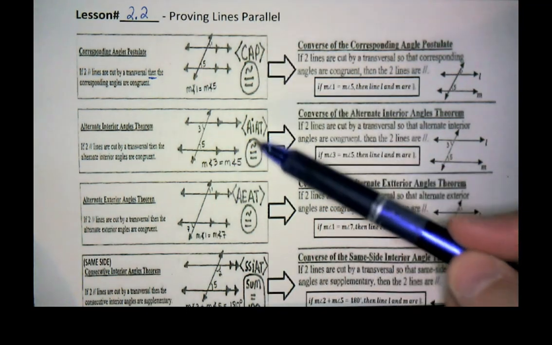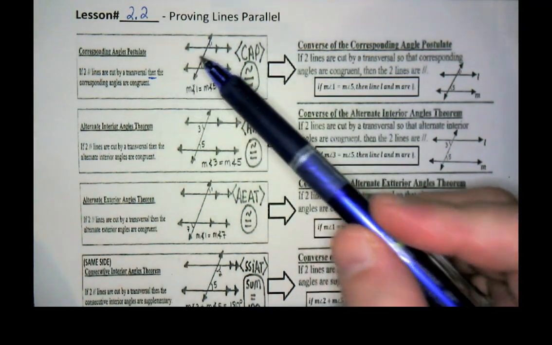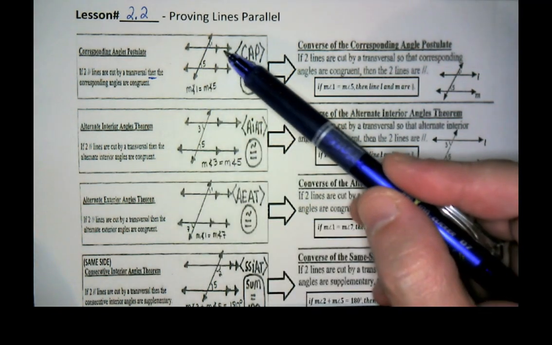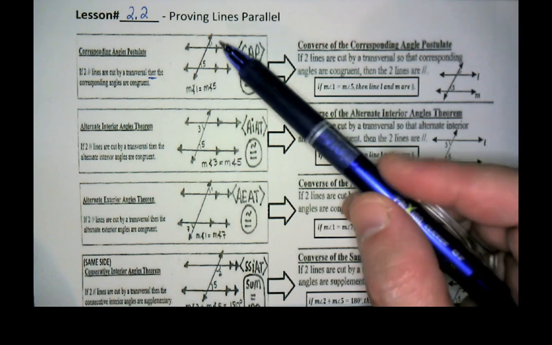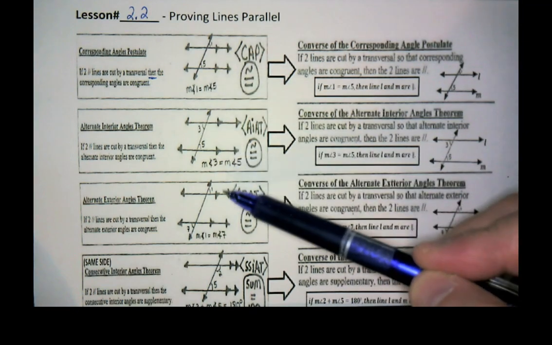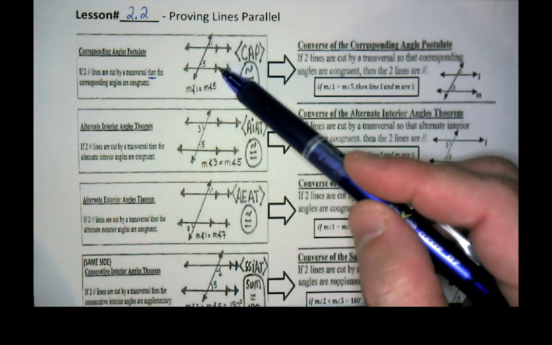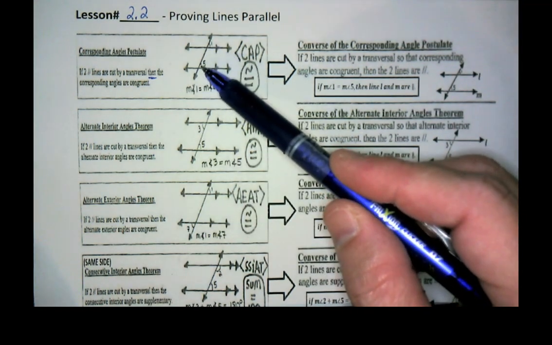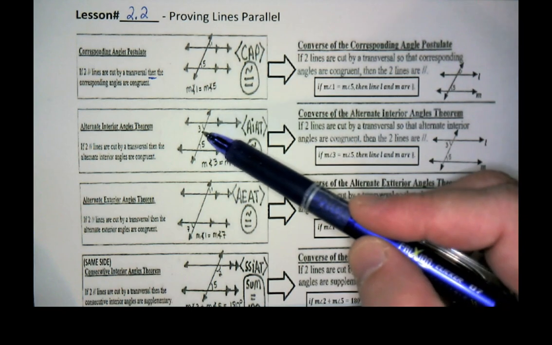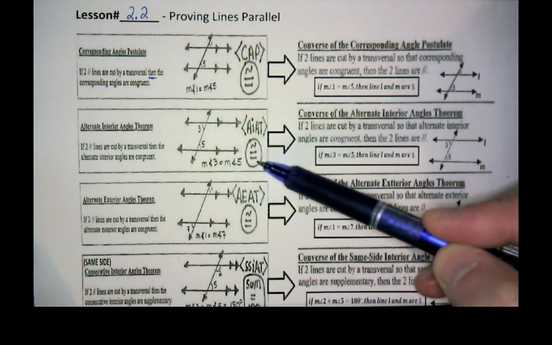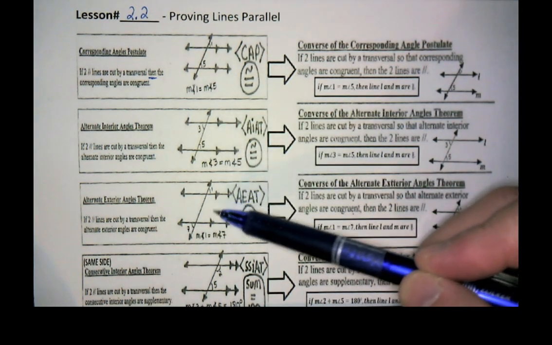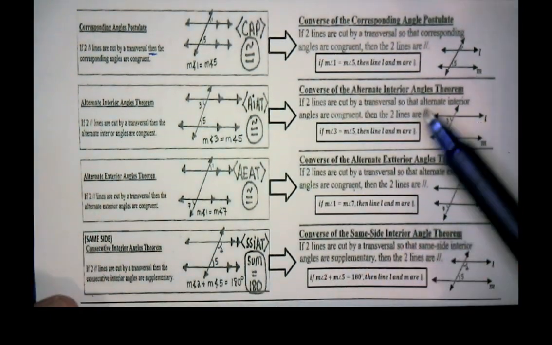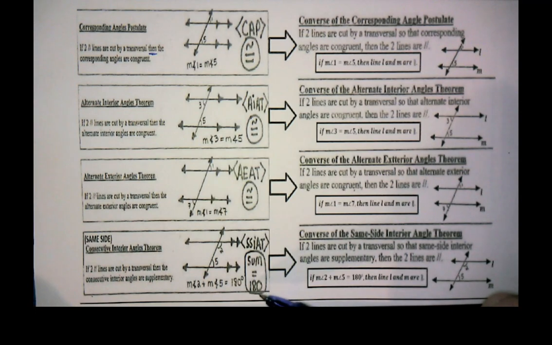If you remember the previous lesson, we talked about the different postulate and theorems that relate to parallel lines. Basically, the condition is if we have parallel lines, which is denoted by these symbols right here, then we can conclude that the corresponding angles are congruent, the alternate interior angles are congruent, the alternate exterior angles are congruent, and the same side interior angles add up to 180.